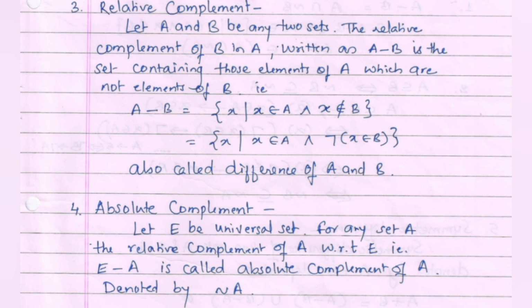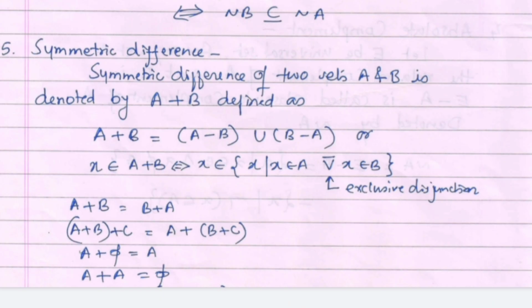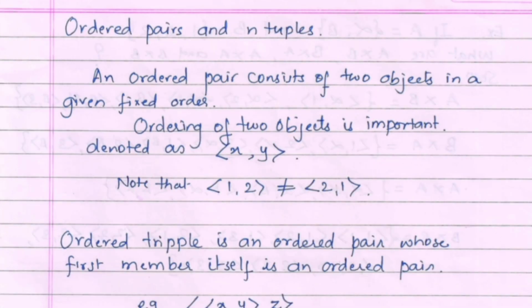Let the universal set E and set A be given, then E minus A is the absolute complement of A. This is denoted by this. Now the symmetric difference. The symmetric difference of two sets A and B is denoted by A plus B, which is the union of A minus B and B minus A. Now ordered pair.